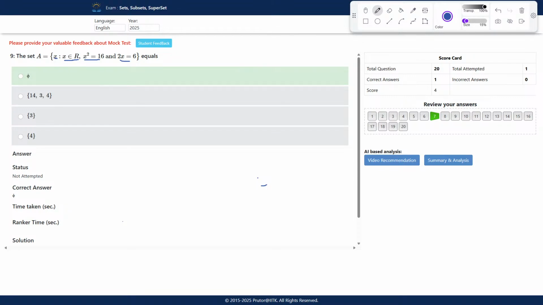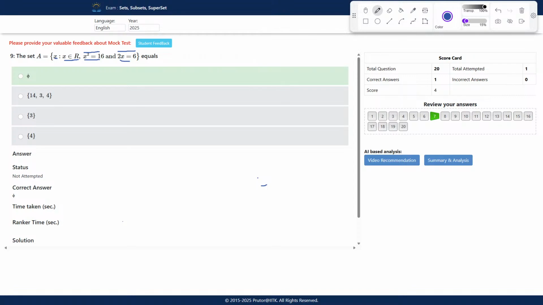So answers, comment your answers. Are we getting an empty set, or a set with 3 elements 14, 3, 4, or singleton sets 3 or 4? Simple question. The approach is very simple. You have to solve these two given equations first of all. If you solve this, you will get x equals plus minus 4, and from here you are getting x as 3.